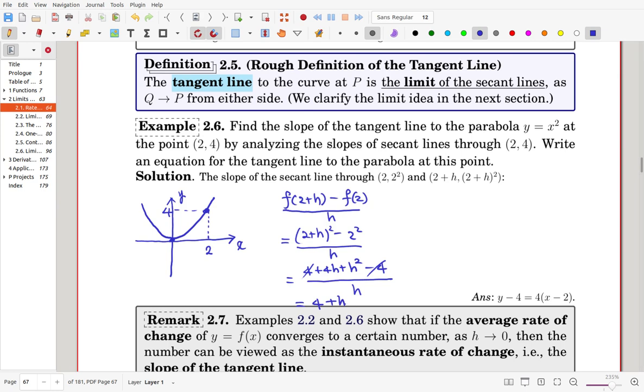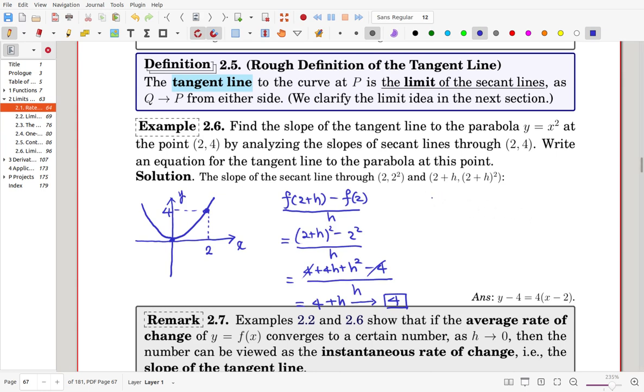The minus 4 and plus 4 cancel out, and after dividing by h, we reach 4 plus h. On either side, h is less than 0 or larger than 0, which means we are approaching from the left-hand side or the right-hand side. Anyway, as h goes to 0, we can see that it is approaching 4. So we can say that the slope of the tangent line must be 4.